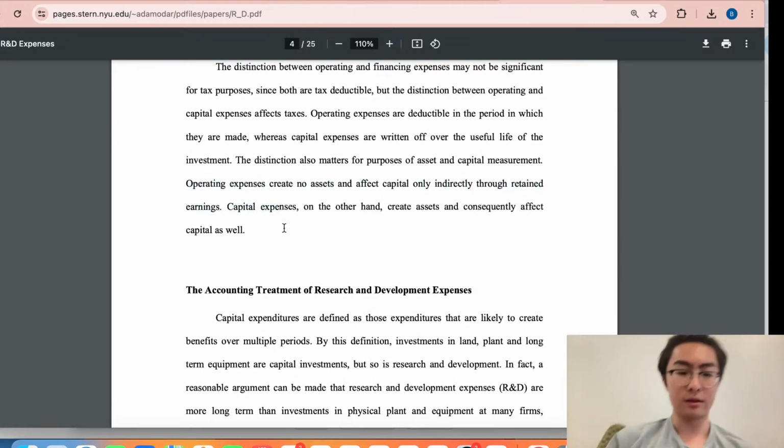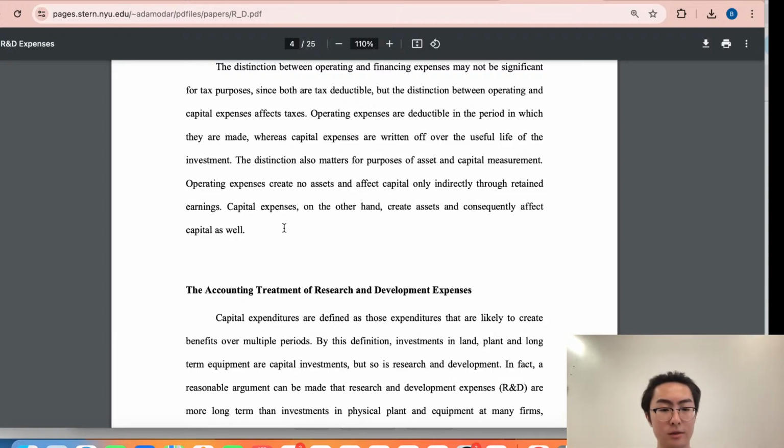Operating expenses create no assets and affect capital only indirectly through retained earnings.